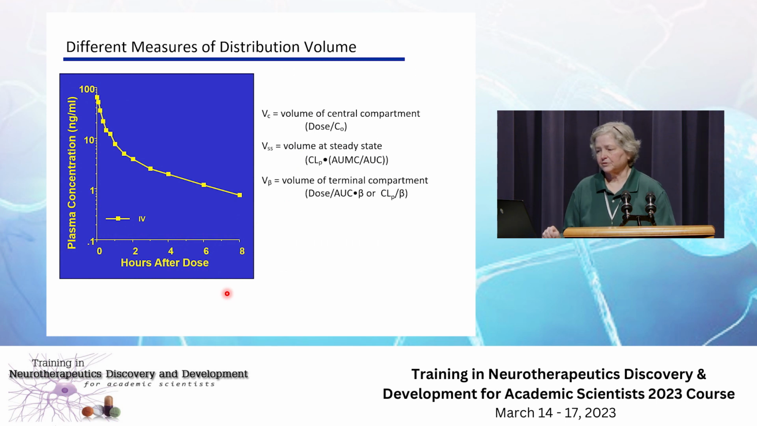You'll see many different measures of volume of distribution depending on who's doing the pharmacokinetic interpretation. Here's just 3, and there's more than this. VC, or volume of the central compartment, is calculated based on initial concentrations after the IV dose. V beta, the volume of distribution of the terminal compartment, is calculated more from the half-life of a compound. VSS is the volume of distribution at steady state. This is the one we tend to pay the most attention to, primarily because that's the volume of distribution at steady state, so we know what's going to happen after repeat dosing.